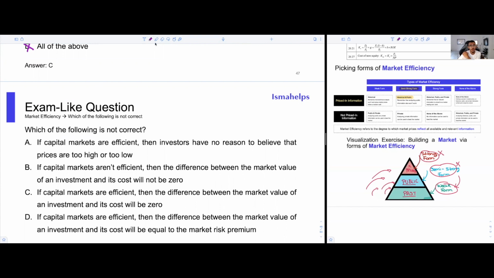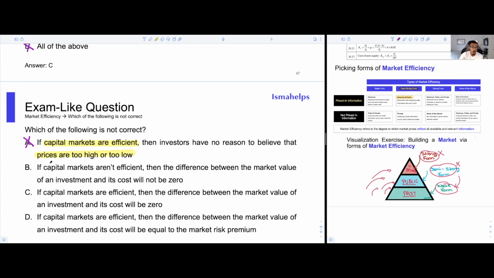In this question, another exam-like question, but this time I'm going to ask you which of the following is not correct. So we want to find the wrong answer. Let's begin with A. If capital markets are efficient, then investors have no reason to believe that prices are too high or too low. We literally covered that prior. So for me, that's definitely true, and that's not what we're looking for because we want to find what's not correct.